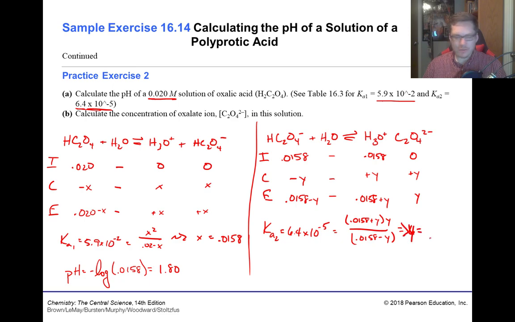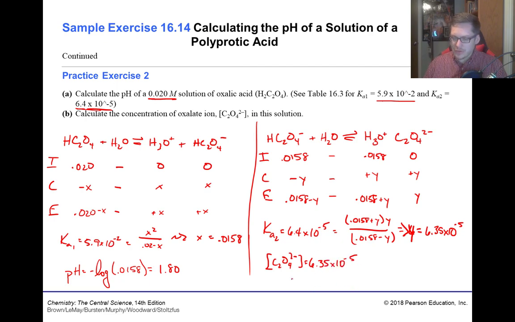So the y is equal to, let's see, 6.335 times 10 to the, let's see, how many decimals? 1, 2, 3, 4, 5. All right, yeah, 6.35 times 10 to the minus fifth. So this would be the concentration of the oxalate. The concentration of oxalate in our final solution would be equal to 6.35 times 10 to the minus fifth.